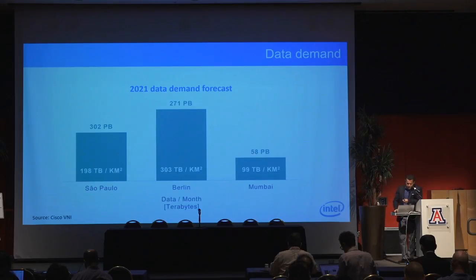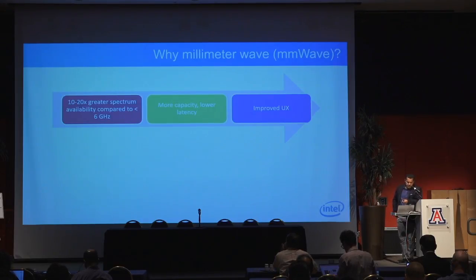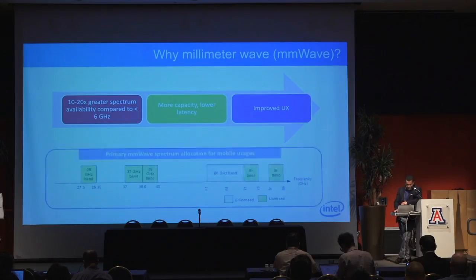So the reason for millimeter wave that you all know, it's all about, we can get more capacity, 10, 20 times faster than what you can get in frequencies below 6 gigahertz. When you have more capacity, lower latency, you have better user experience. So, it's a simple story. It resonates with a lot of people, and that's why the industry, the academia, and all of us are interested in this topic.